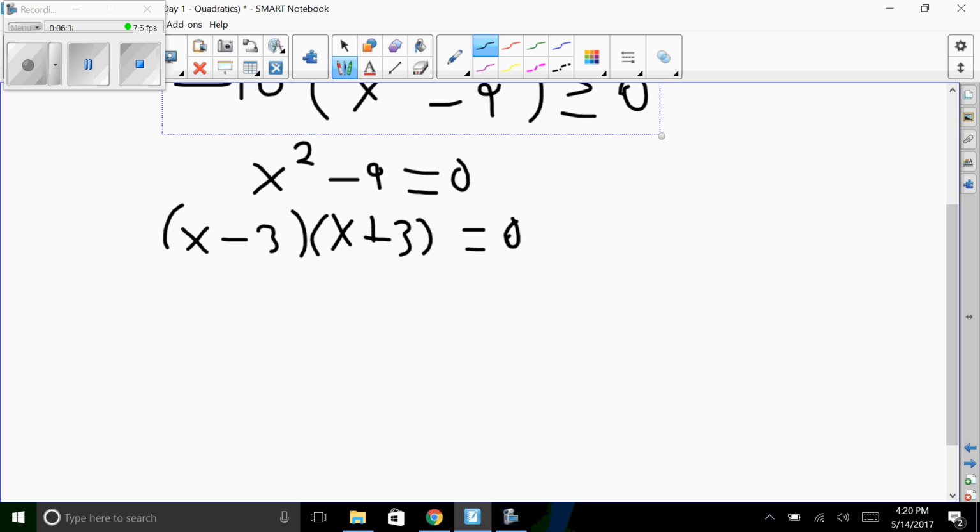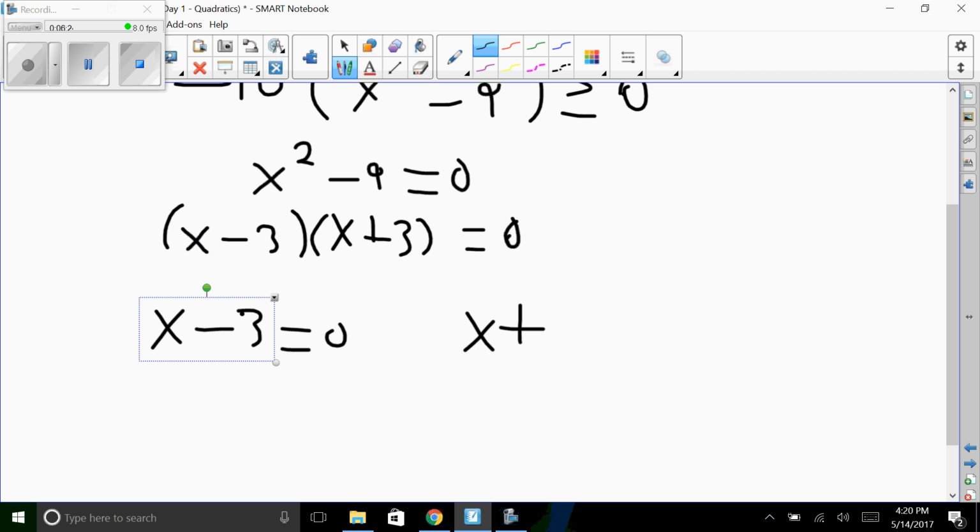Then we set each factor equal to 0 and solve. And you can kind of do this step in your head. Once you see that x minus 3 and x plus 3, you could kind of skip this step right here and just say, okay, I know it's going to equal positive 3 and negative 3. All right, so those are going to be your two x-intercepts.